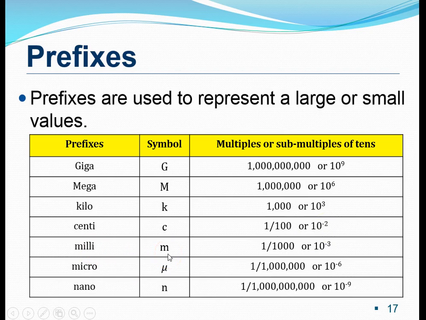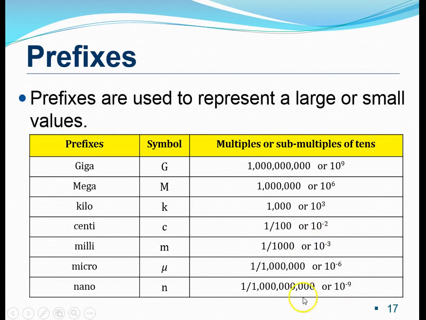Milli, small m, is used to represent a fraction of 1 over 1,000, and is written as 10 to the power of negative 3. Again, let me repeat, the negative refers to the fraction, and the 3 here refers to the 3 zeros that come after the 1. Micro is again representing a very small number, and it is used to represent 1 over a million. So we write it down as 10 to the power of minus 6. Nano, the last on the table, is used to represent 1 over 1,000 million. In other words, it's written as 10 to the power of minus 9.